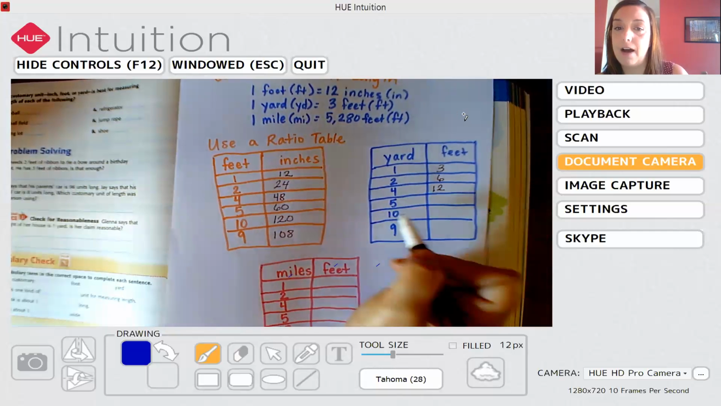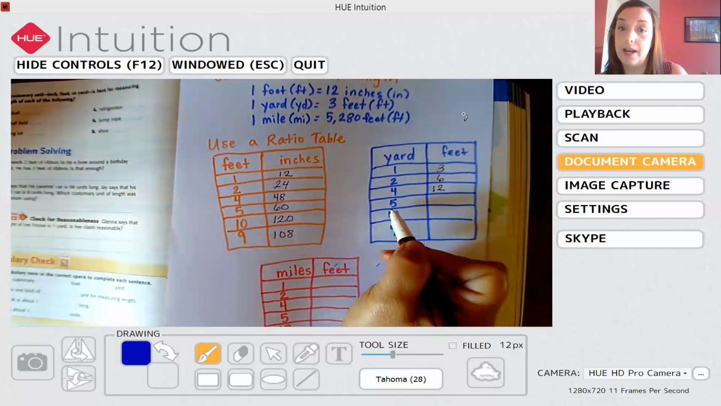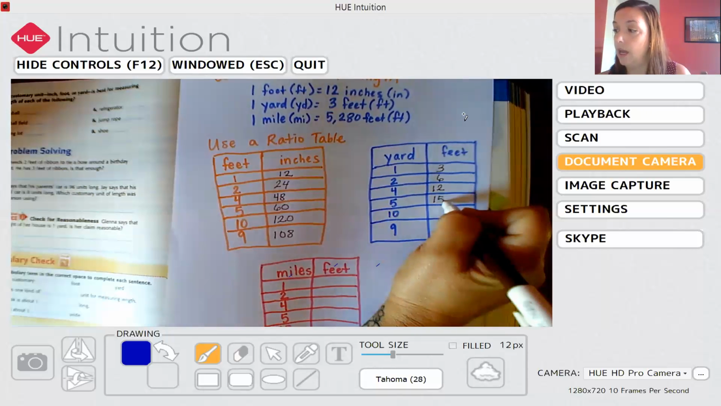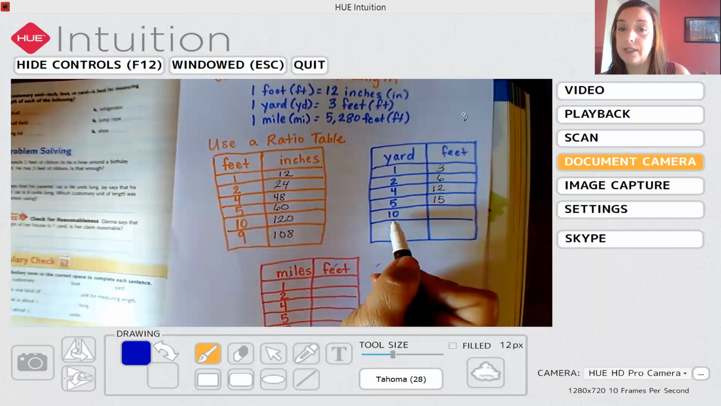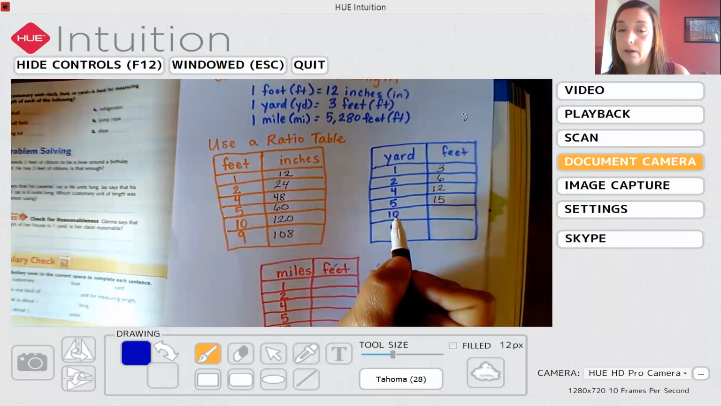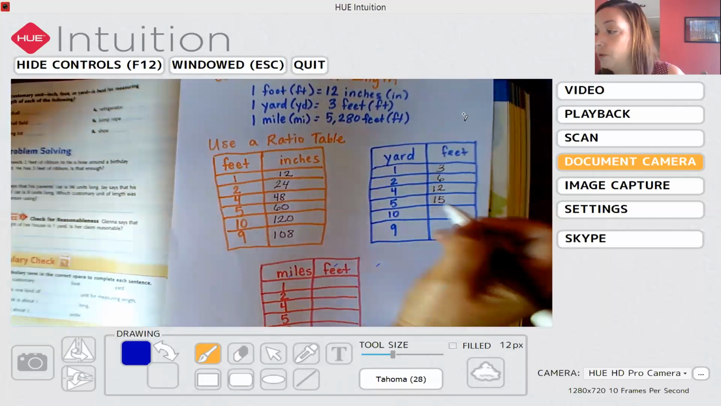Now, if I have 5 yards, I can think 5 times 3 is 15 feet. And now if I have 10 yards, I could double the amount of feet because that's double the amount of yards. So 15 times 2 would be 30.